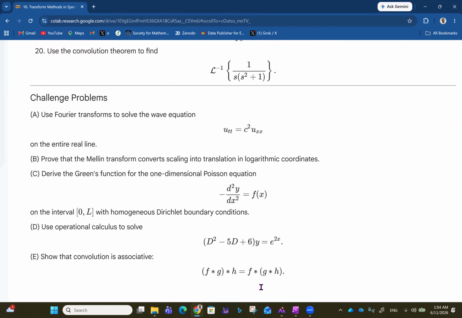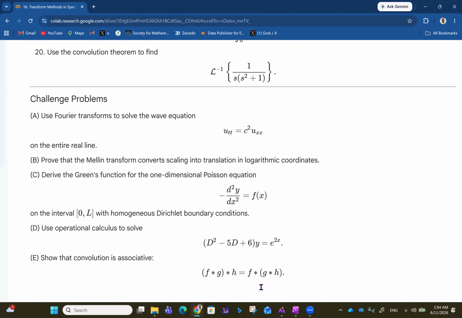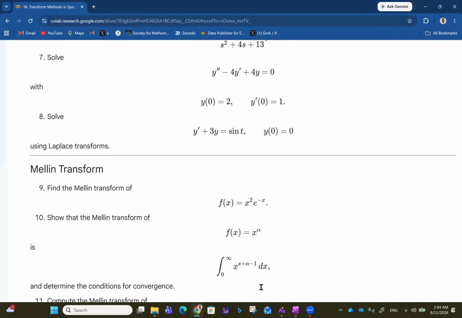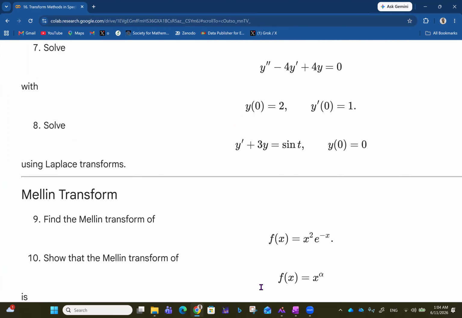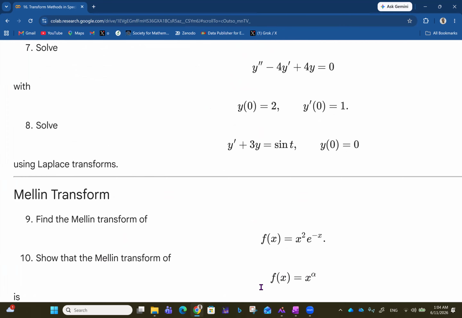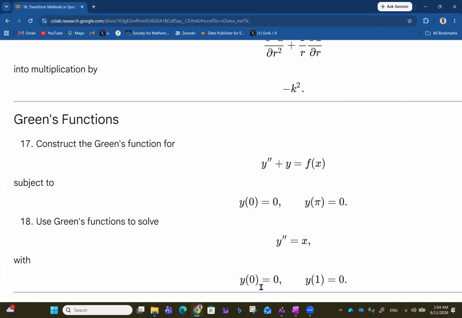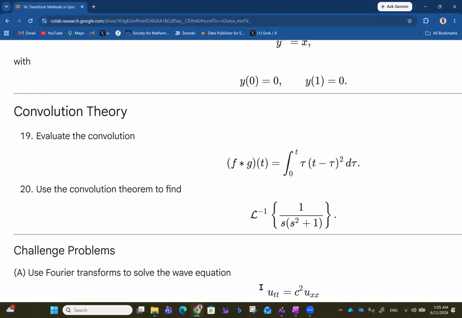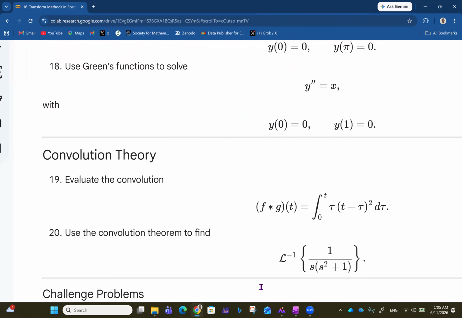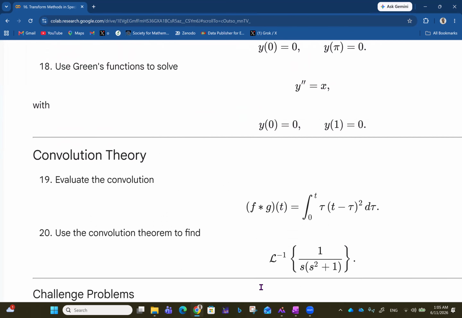Now, I'll be solving two problems here. I'll be solving problems 8 and 20. So this is problem 8. Problem 8 requires us to solve y prime plus 3y equals sine t with initial condition y of 0 equals 0 using Laplace transforms. So instead of using some other methods, we're going to use Laplace transform to convert it to algebra and then solve and take it back to get the original. Here we're looking for y. Then the other problem I'll be solving is problem 20, which is to use the convolution theorem to find the inverse Laplace of 1 over s times (s squared plus 1). So let's go for that.